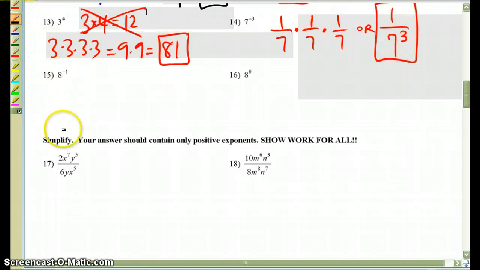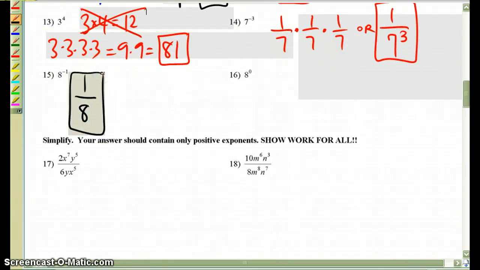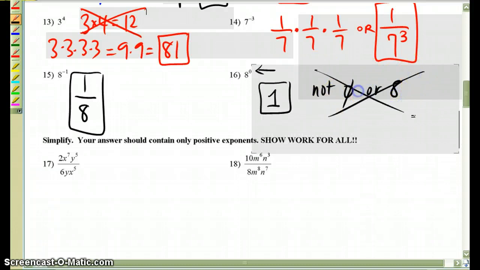15, 8 to the negative 1 would be the reciprocal of 8, which is 1 over 8. 1 power, I'm not even going to write the 1. Final answer. 16, if it's 0 exponent, automatically the answer should give you 1. Very good. I hope you remember that. It's not 8, and it's not 0 or 8. So please don't confuse it with that.